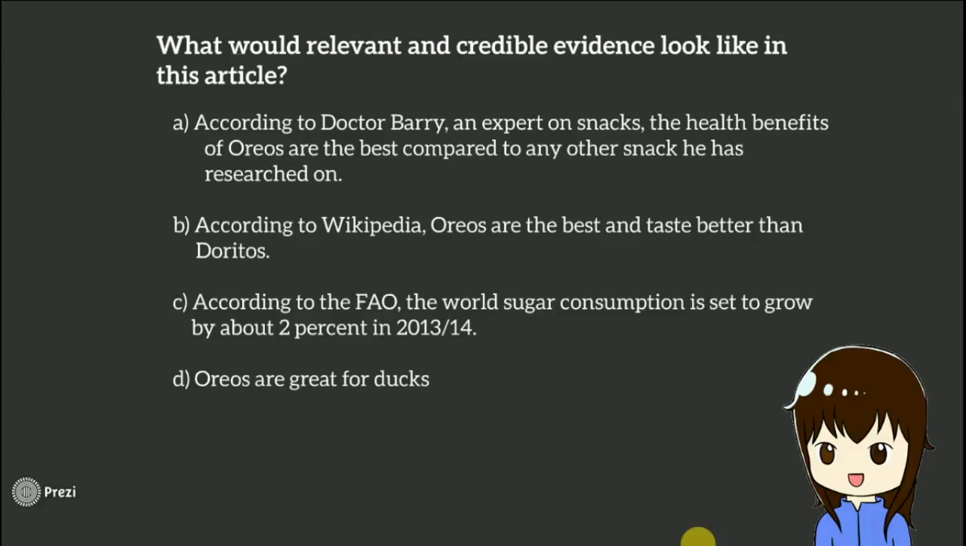The answer for this one would be A, since it's both relevant and credible as it states an expert on the subject. B is obviously wrong since Wikipedia isn't a credible source. And both C and D are wrong since they aren't relevant to the topic of Oreos in relation to other snacks.